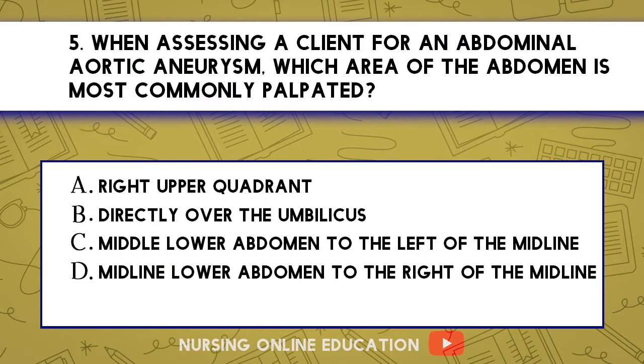5. When assessing a client for an abdominal aortic aneurysm, which area of the abdomen is most commonly palpated? A. Right upper quadrant. B. Directly over the umbilicus. C. Middle lower abdomen to the left of the midline. D. Midline lower abdomen to the right of the midline. The answer is middle lower abdomen to the left of the midline.